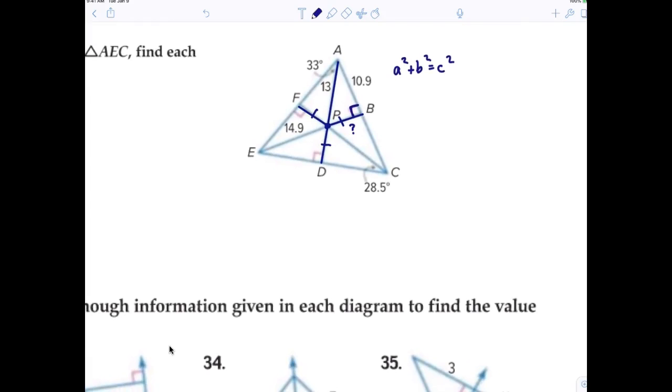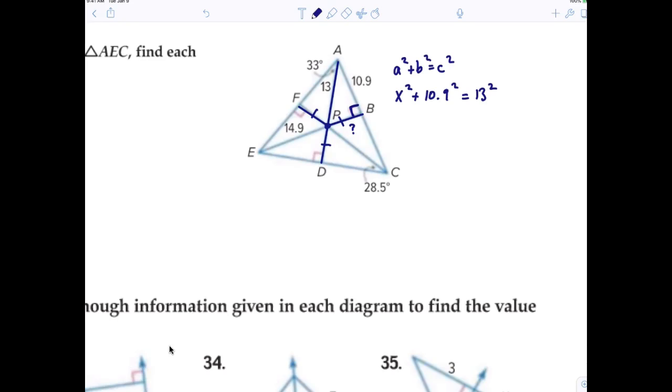So it's x squared plus 10.9 squared equals 13 squared. So now take out your calculators and just do 13 squared minus 10.9 squared, and then take the square root of that answer. Yes, then you take the square root. On the answer you didn't have the square root over it, because it had a decimal.